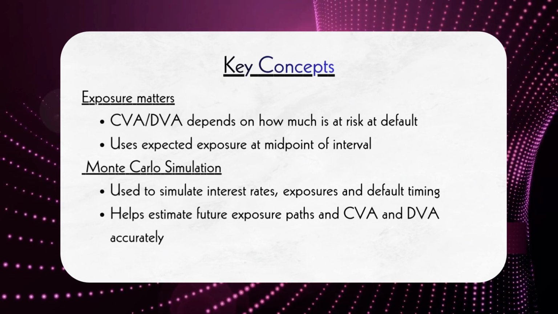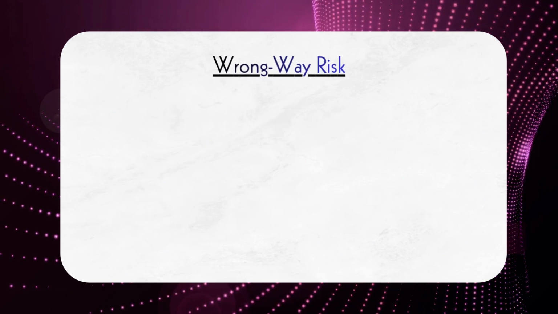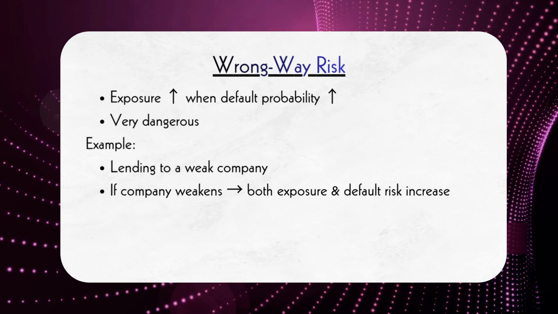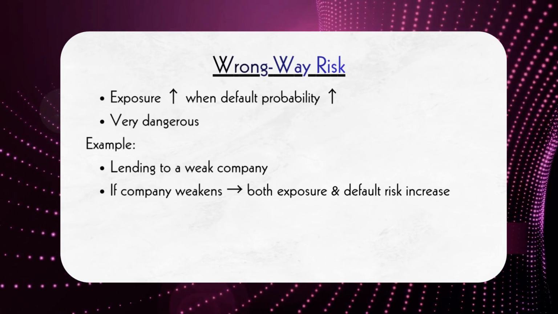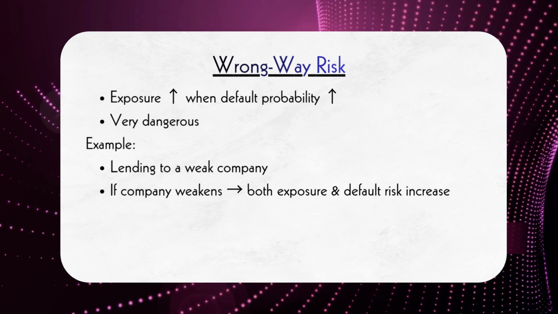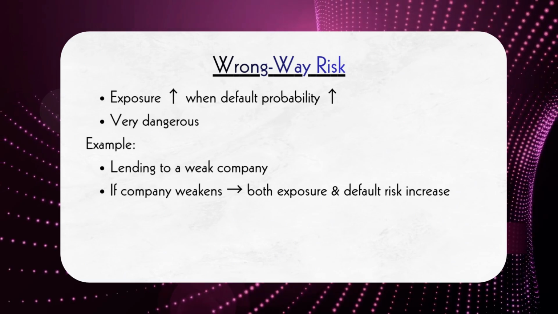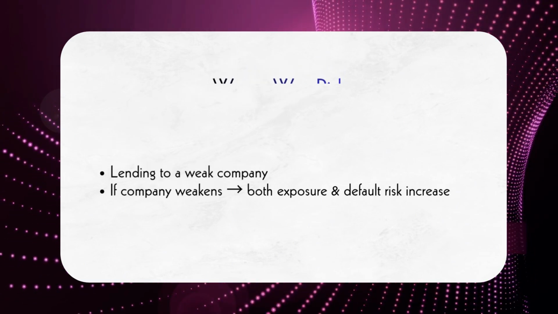Another very important concept is the relationship between exposure and default risk. This brings us to wrong-way risk and right-way risk. Wrong-way risk occurs when exposure increases at the same time as the probability of default increases. This makes losses more severe. For example, if a bank is exposed to a company whose financial condition is deteriorating, both exposure and default risk rise together. This is dangerous.